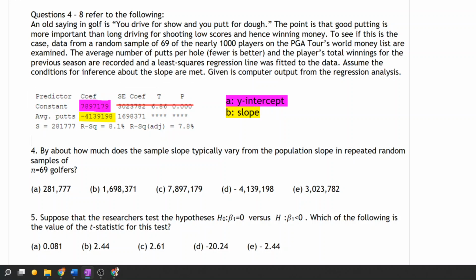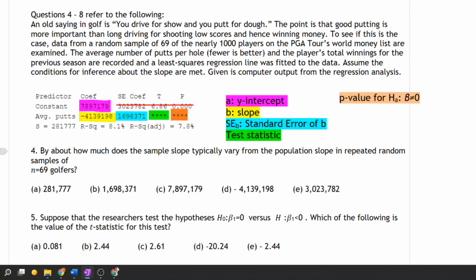In the second line, with average putts, we have that negative 4,139,198. That is the slope of the regression line. Next to that, we have SE b, which is the standard error of b. Then we have the test statistic, which is not given. Next to that, also not given, is the p-value for the two-tailed alternative.